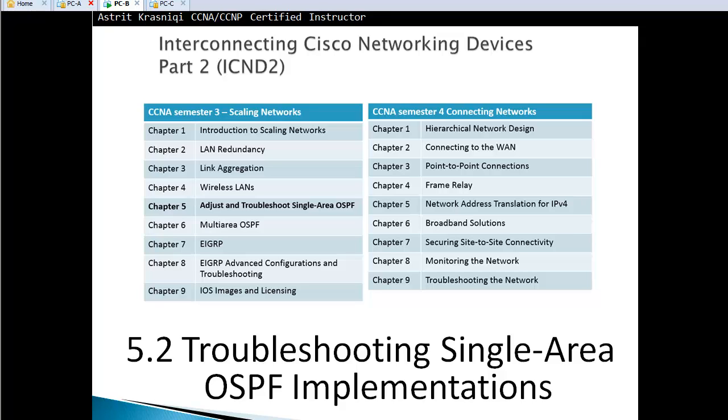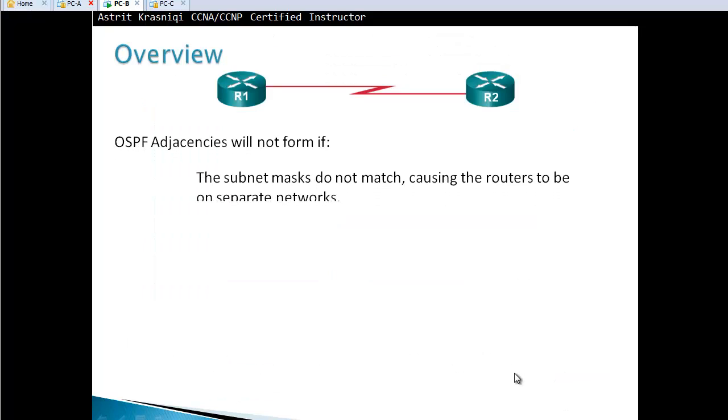We are continuing with CCNA semester 3, Scaling Networks. This is chapter 5, adjusting and troubleshooting single area OSPF. Now we're going to move to section 5.2, troubleshooting a single area OSPF implementation.